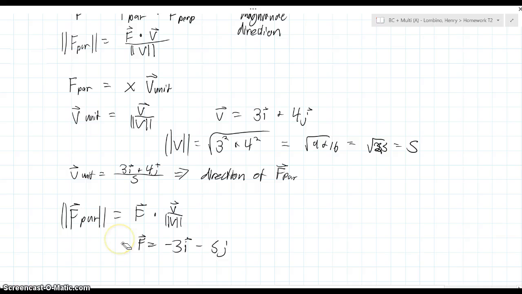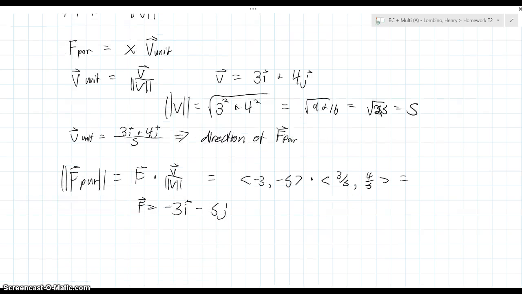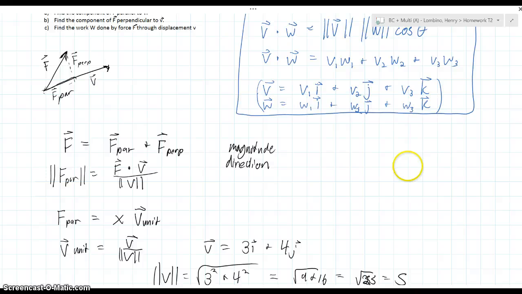So this is going to be negative 3, negative 5 times, and if we go back up to the v unit vector, it's going to be 3/5, 4/5. And now we're going to solve that out using, if we go back up here, the dot product rule.